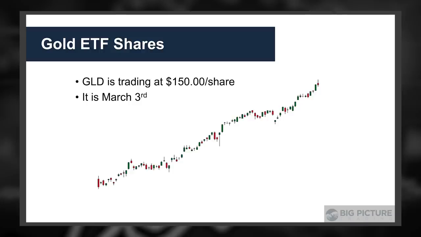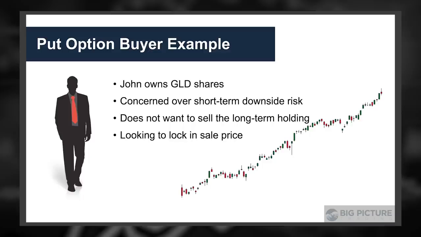So going back to GLD here, $150 a share. It's March 3rd in the example. Now John here owns the actual GLD shares. So he is physically owning the shares and is concerned over the short term about the downside risk associated with gold and thinks that there's room for gold to have a pullback.